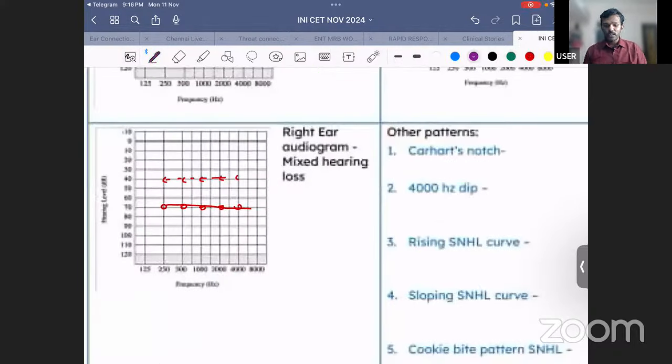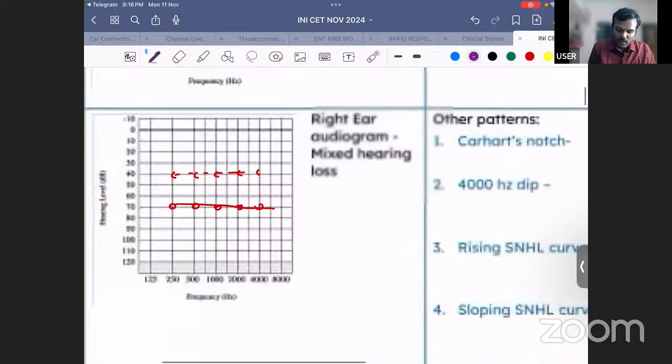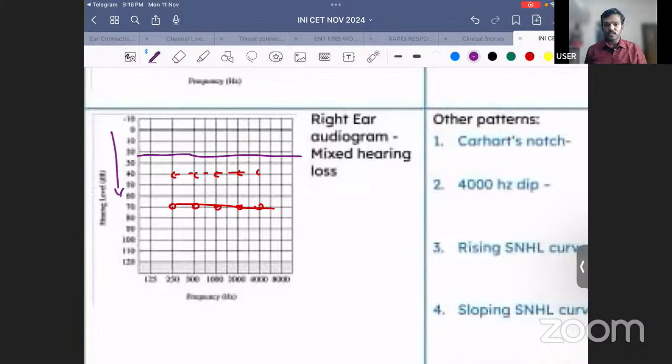So when we apply these 3 thumb rules for this particular picture which was given in the exam, see here, this is the 25 decibel curve. Every curve is more than this. So the first thumb rule, any curve more than 25 decibel, hearing loss is present, is satisfied.